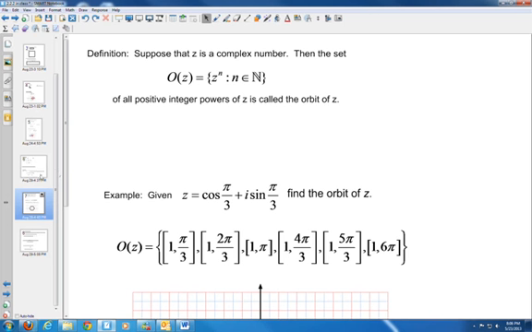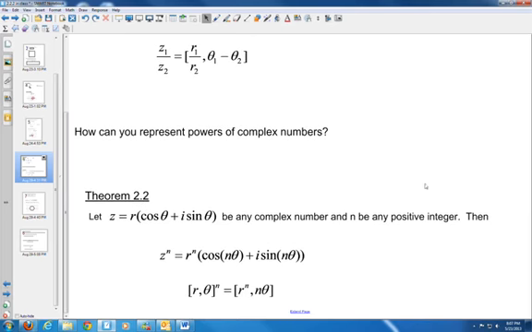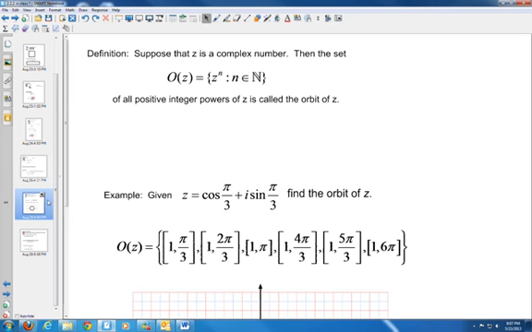Okay, suppose that z is a complex number. Then the set O(z) equaling z to the power n for all natural numbers n is called the orbit of z. So what we do is basically use our previous formula, the fact that in polar form r comma theta to the n equals r to the n comma n theta, in order to compute the orbit of a complex number. Now once we actually repeat, then we can stop the orbit. Here I don't show the derivation, but surely you should look at it.